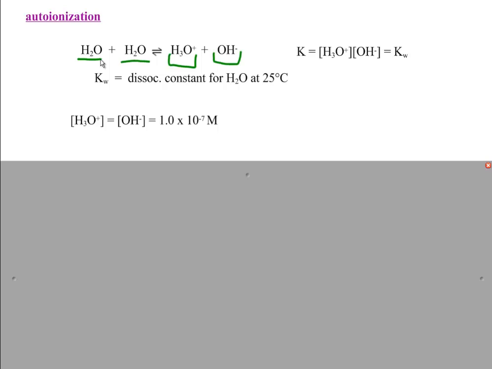So the K for this reaction is the concentration of hydronium ions times the concentration of hydroxide ions. And when you multiply those two ions together that are products of water ionizing itself, we get an equilibrium constant called Kw, W for water. So Kw is the dissociation constant for water at 25 degrees Celsius. And at that temperature, the concentration of hydrogen ions, or hydronium ions, is equal to the concentration of hydroxide ions. And those concentrations are each equal to 1.0 times 10 to the negative 7 molar. And this can be determined experimentally.